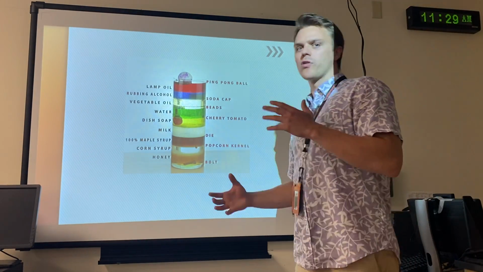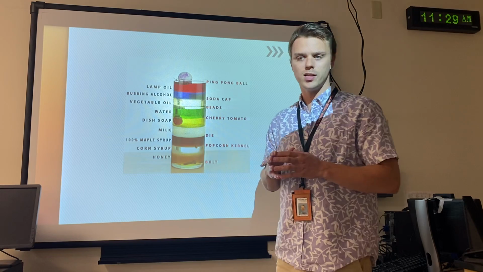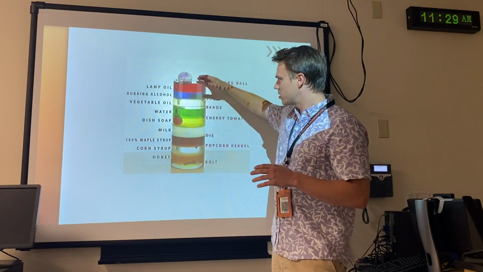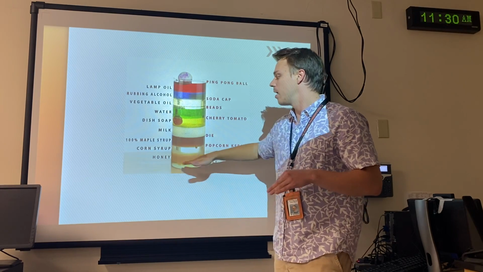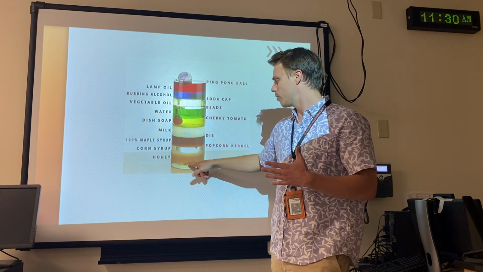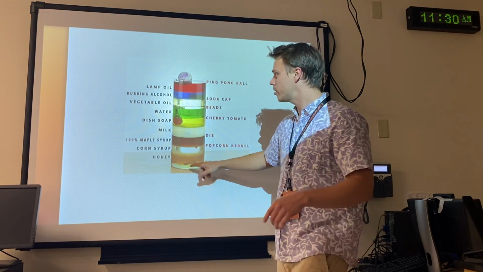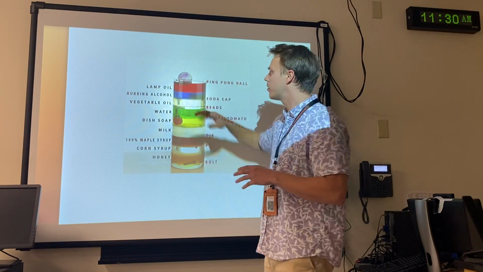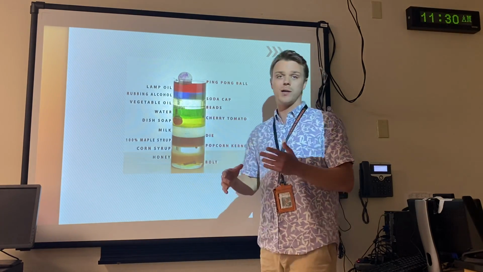Today we're going to be reviewing the concepts that go with density. So to start, we're going to be looking at something similar to this, where more dense objects sink to the bottom. That'd be like this corn syrup here, or the metal bolt that's sitting next to it, or the very low density things that float to the top, like lamp oil or even a ping pong ball.